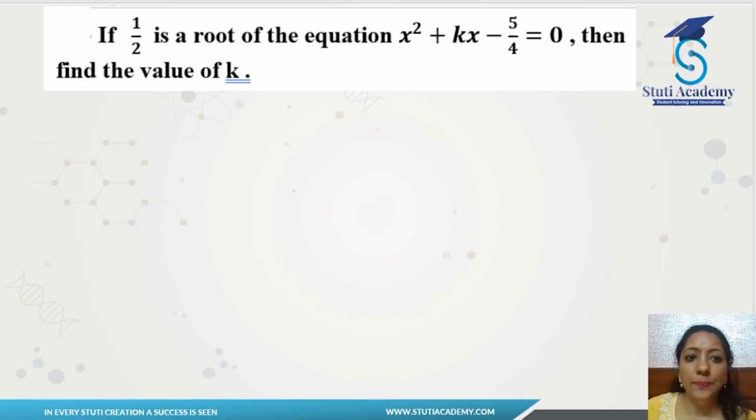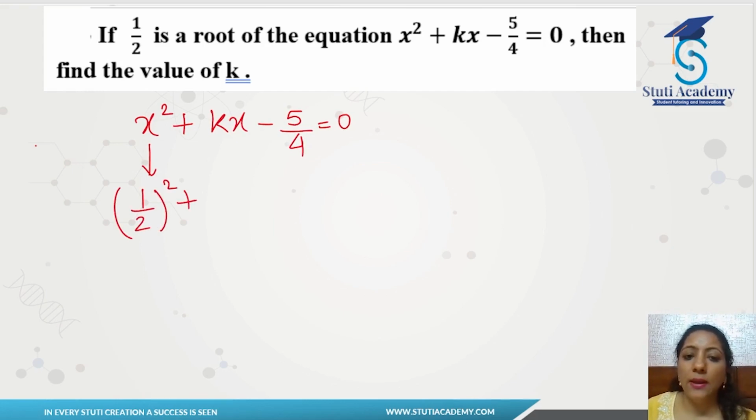Now, this is the simplest one. If 1 by 2 is root of the equation x square plus kx minus 5 by 4 is equal to 0, then find the value of k. So here we know 1 by 2 is root of this equation. That means if you replace x by 1 by 2, this is going to satisfy this equation. So we have x square plus kx minus 5 by 4 is equal to 0. We'll replace x by 1 by 2. We'll get 1 by 2 square plus k times 1 by 2 minus 5 by 4 is equal to 0.